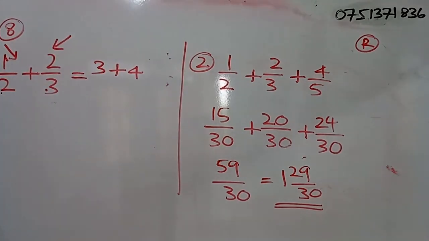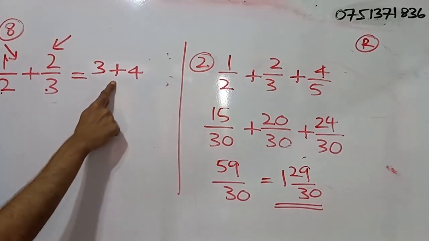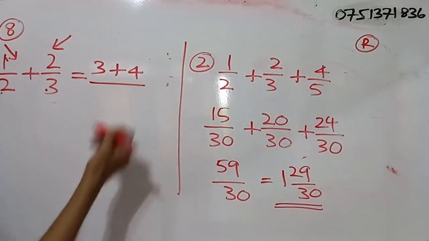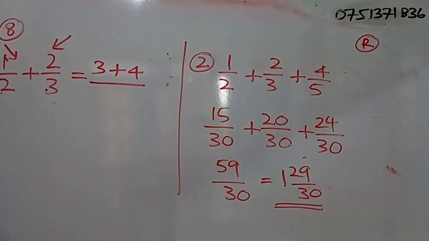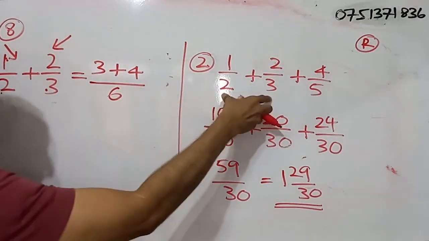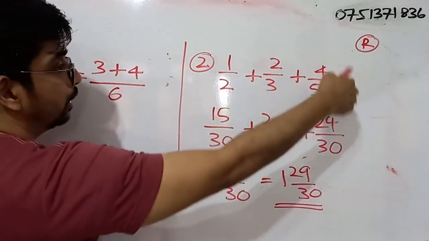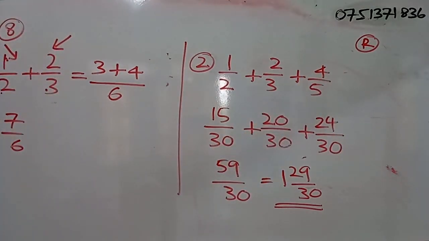So here, since we are going to add, the mathematical operation will be plus. Then what do we have to do? We have to come up with the numerator. 2 times 3, that will be 6. So when we simplify these two fractions, we get 7 by 6. Right? Then still, the simplification is not over.